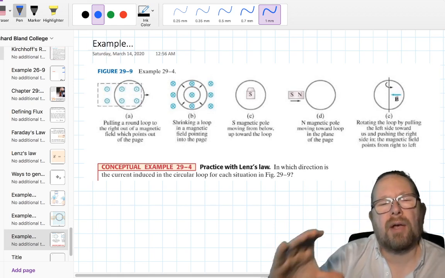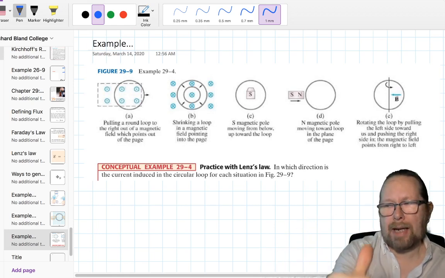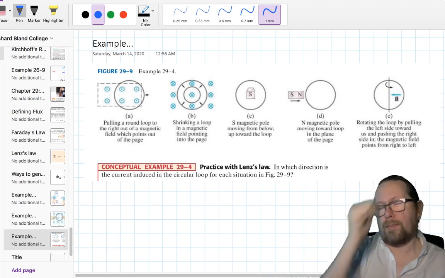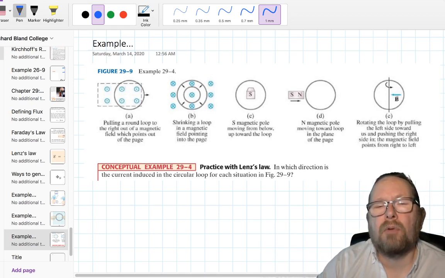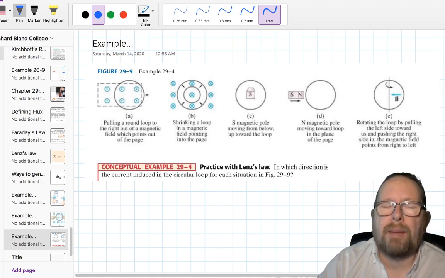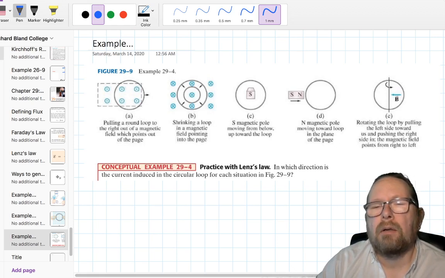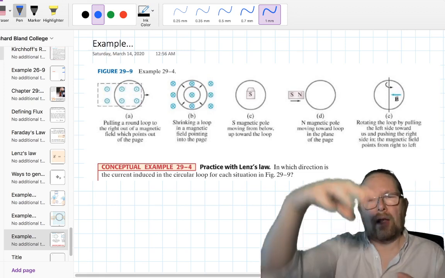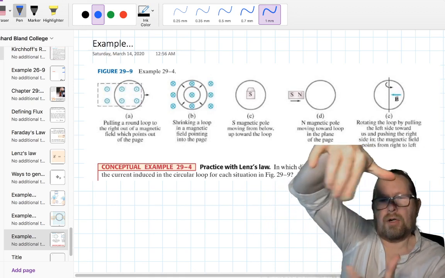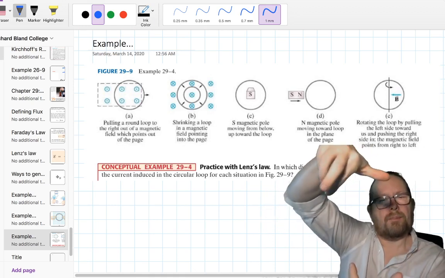Example C, you've got a loop of wire and a magnetic south pole coming out of the page through that loop of wire. D, you've got a loop of wire and you've got a magnetic north pole moving in the plane of the paper towards that loop. And lastly, a loop of wire with a magnetic field pointing towards the left, and the loop of wire is vertical and you're rotating it this way.